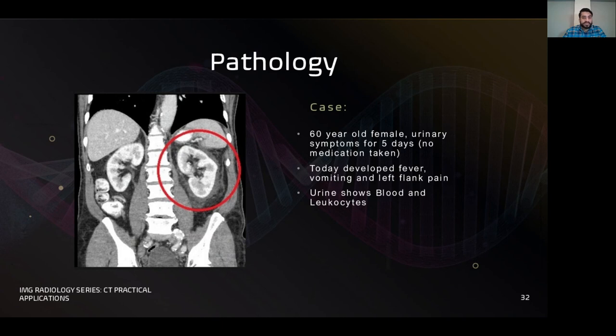So we've got a case here, which you guys probably know: a 60-year-old who presents with urinary symptoms for 5 days, didn't take any medication, ignored the symptoms, and developed fever, vomiting, and some flank pain. And now in the urine, there's some blood and leukocytes. What do we think is going on? Any guesses?